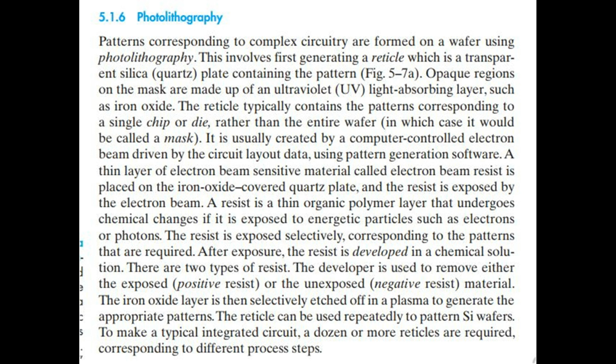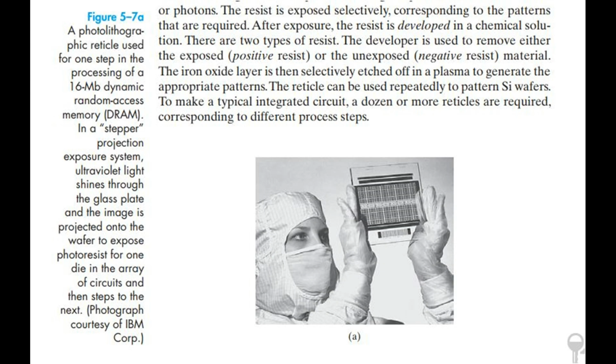The iron oxide layer is then selectively etched off in a plasma to generate the appropriate patterns. The reticle can be used repeatedly to pattern Si wafers. To make a typical integrated circuit, a dozen or more reticles are required, corresponding to different process steps. Figure 5.7a. A photolithographic reticle used for one step in the processing of a 16 MB dynamic random access memory.